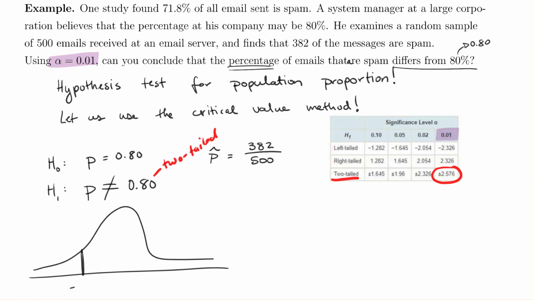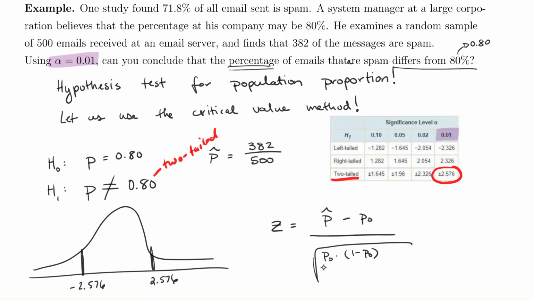Let me just draw a quick sketch of our normal curve here. So I've got my negative 2.576, my positive 2.576. And if you look through the rules for the critical value method, it says you need to find your test statistic. The test statistic in this case is z, which is p hat minus p naught divided by the square root of p naught times 1 minus p naught divided by n.